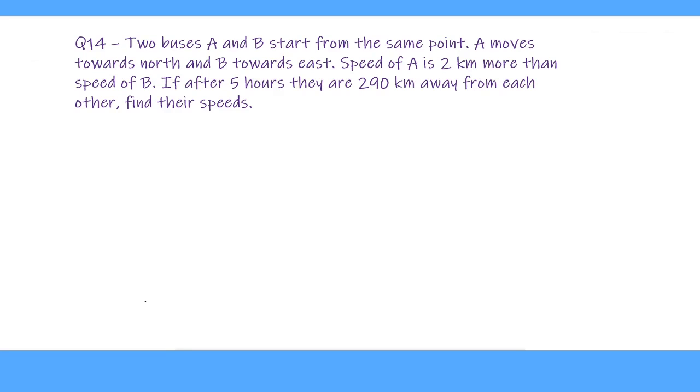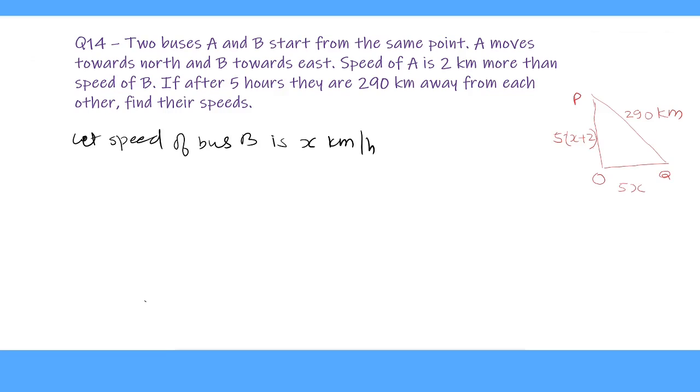A moves towards north and B towards east. Speed of A is 2 km more than the speed of B. If after 5 hours they are 290 km away from each other, find their speeds. So we solve like this. Let speed of bus B be x km per hour and of A be x plus 2 km per hour.